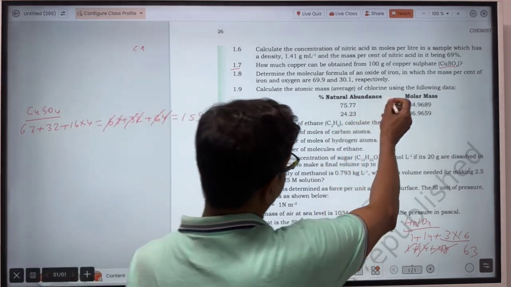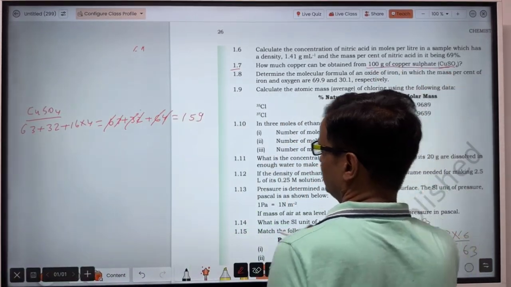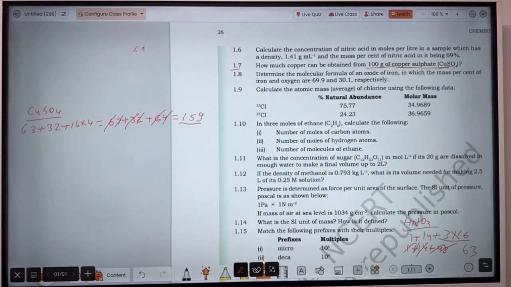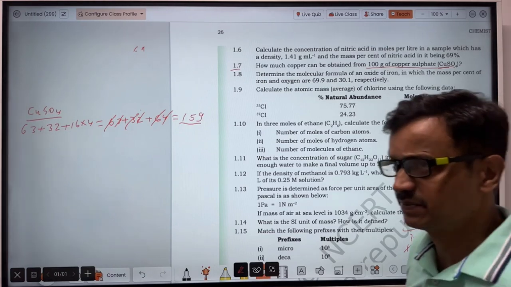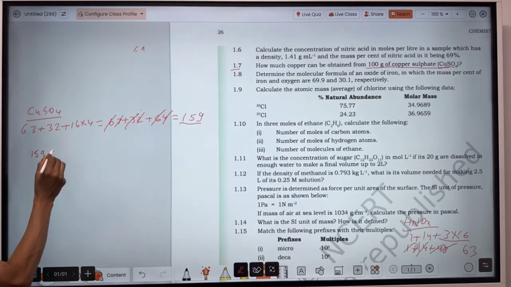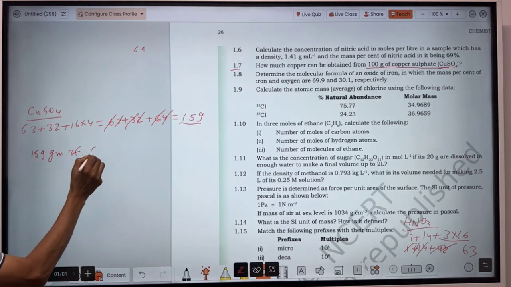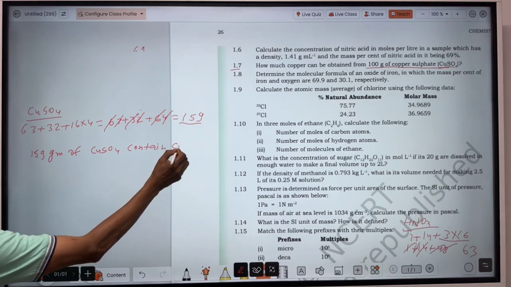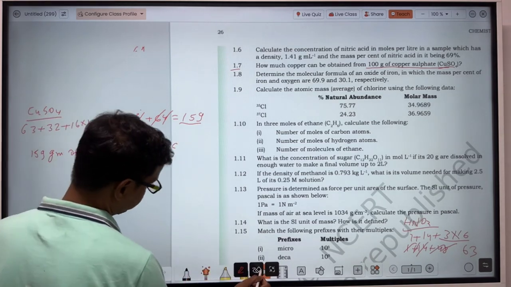So there is how much? 100 grams CuSO4. When the total mass of CuSO4 will be 159, then copper will be 63. So that means 159 gram of CuSO4 contains 63 gram copper.